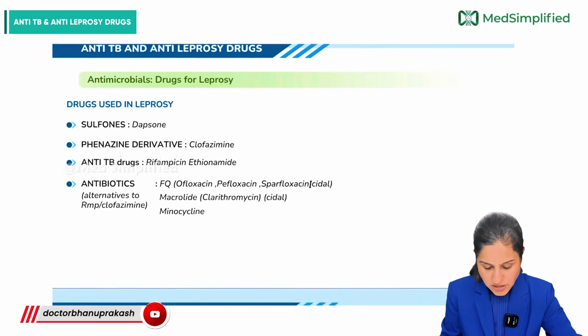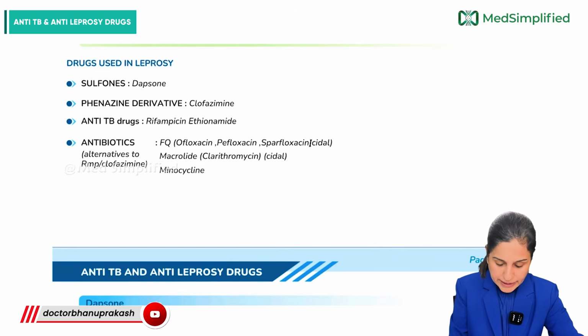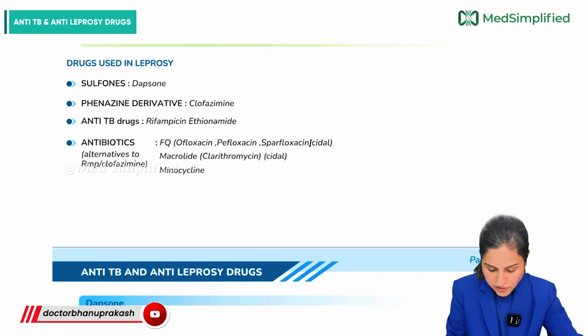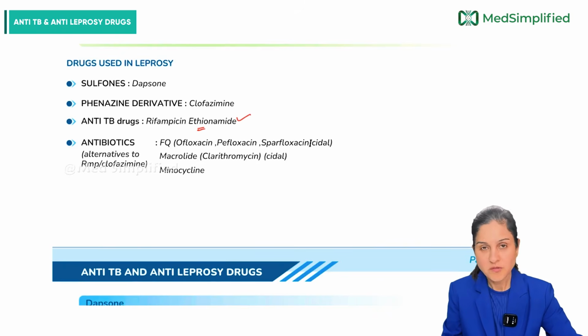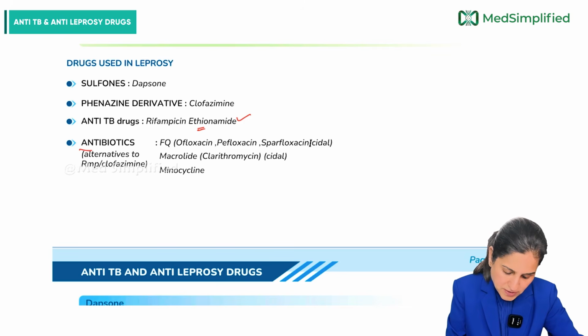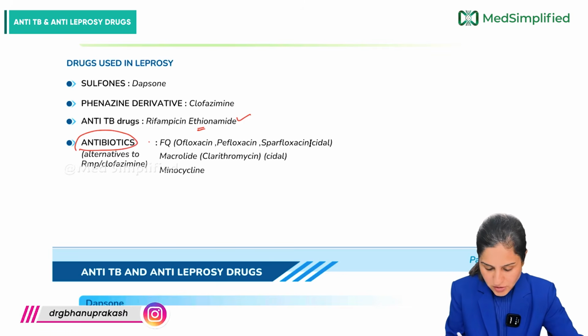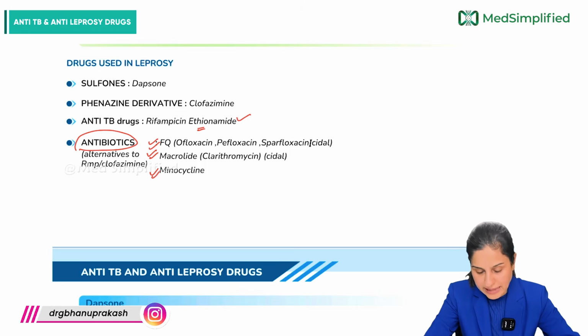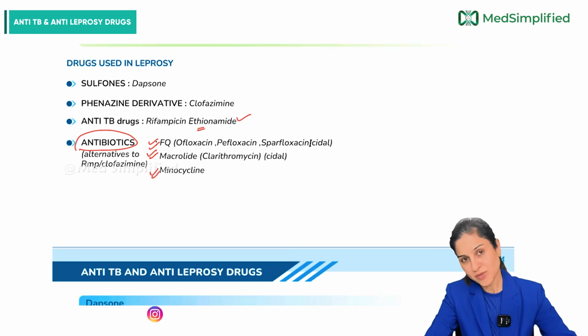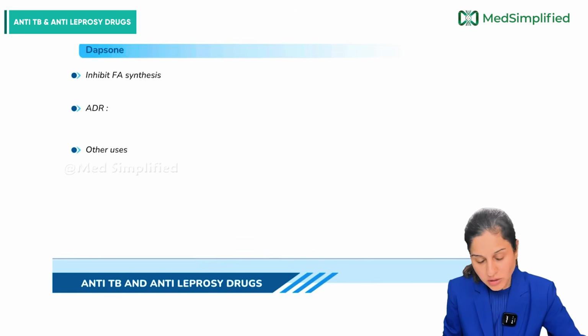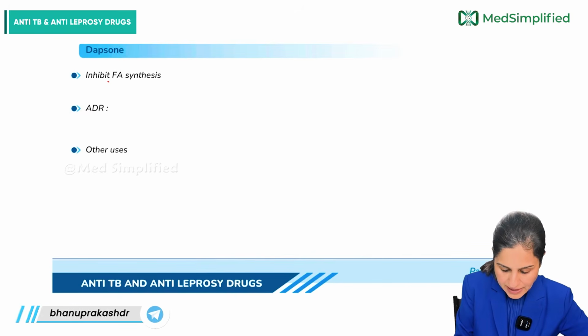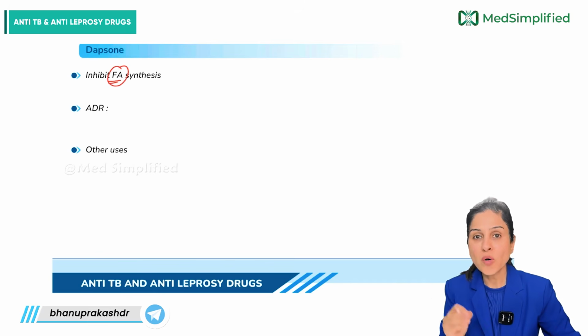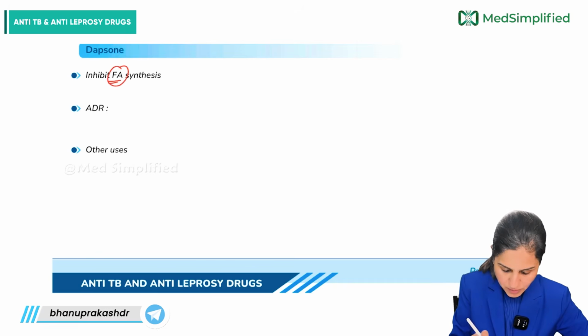Now, other drugs which are used in leprosy, apart from dapsone, clofazimine and rifampicin, we have ethambutol also, which is also an anti-TB drug. And then we have certain antibiotics. We have fluoroquinolones, macrolides, and minocycline. Fluoroquinolones and macrolides are both cidal drugs here. Now, dapsone, important thing, inhibits the folic acid synthesis, very important.